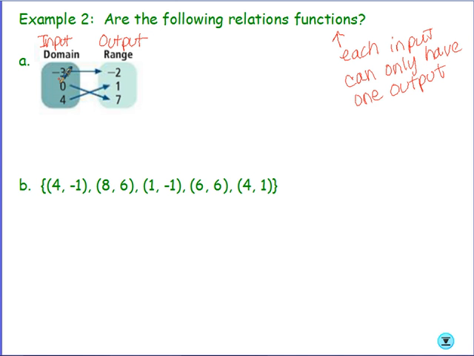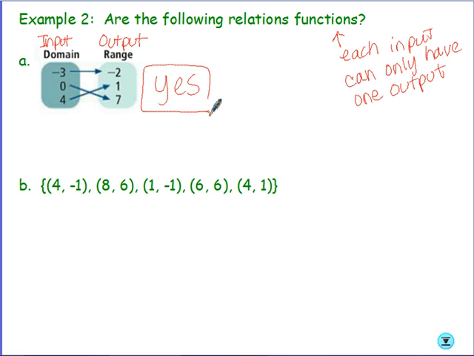-3's only partner is -2. 0's only partner is 7. And 4's only partner is 1. None of the inputs had duplicates. So is this relation a function? Yes. Each input only had one output.